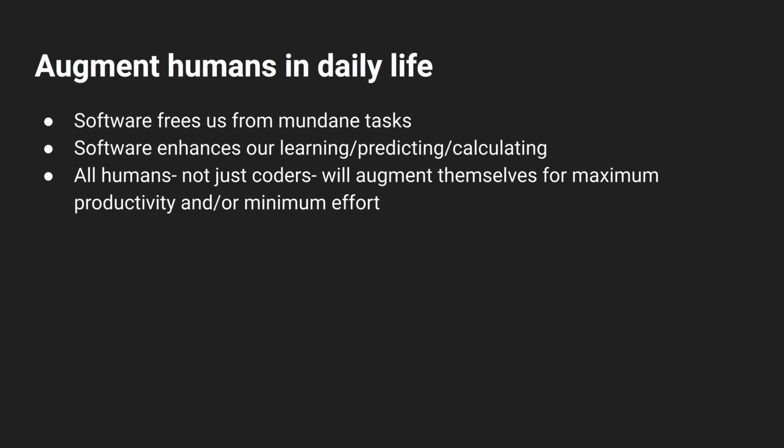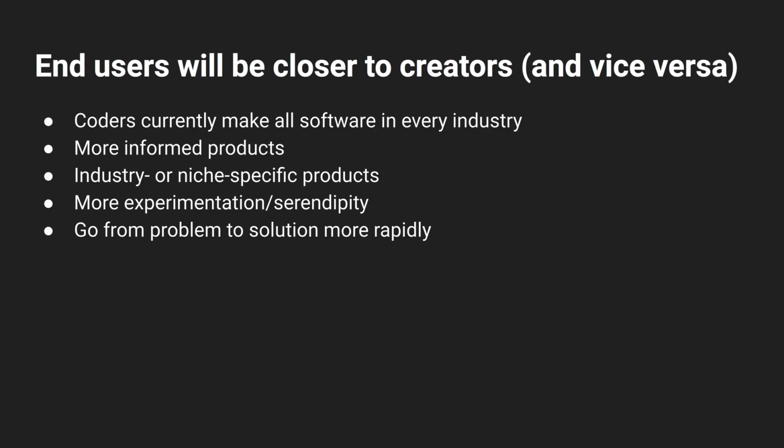If I need something, or if I want to make myself more efficient, whether it's business related or just something on the personal side, I write some software. I write something. I do some code. When anyone can do that without having to know code, when anyone who can use a computer can make software to augment their life, I think that's just going to be game changing, just totally unpredictable and amazing. And basically, all humans, not just coders, augment themselves for maximum productivity or minimum effort. And so that's just going to have compounding effects.